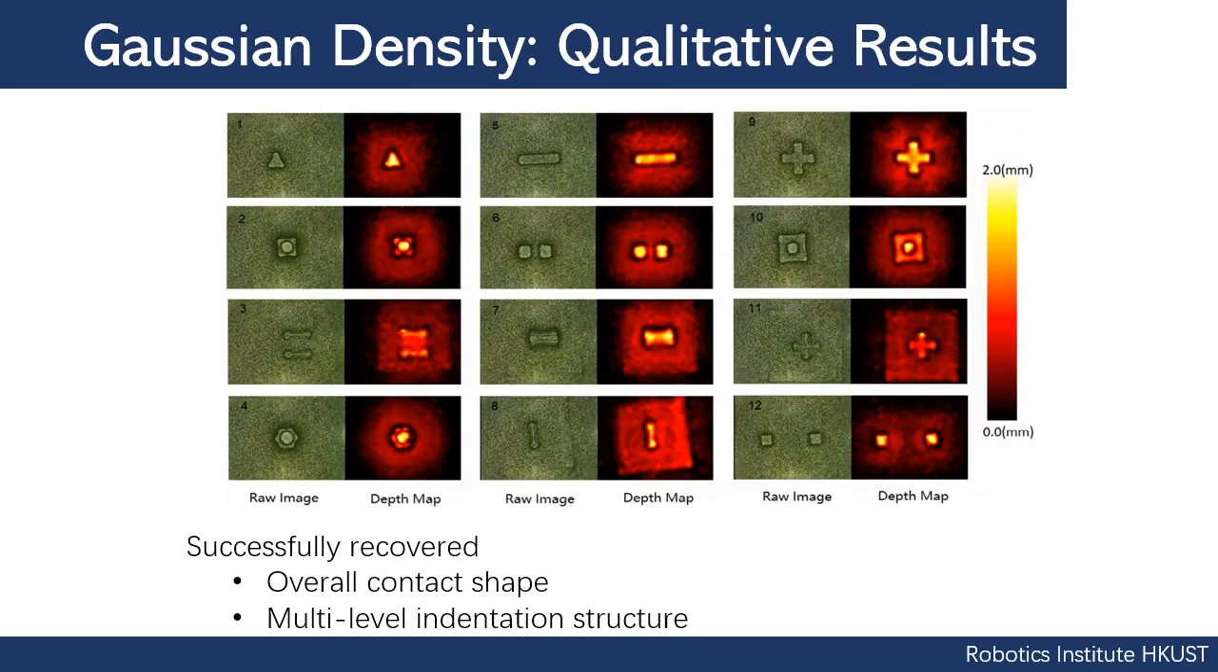Here is a qualitative result. As we can see, the overall contact shape is successfully recovered. Also, because our indenter is mounted on a square platform, the multi-level indentation structure can also be captured, for example, in pair 8 and pair 11.